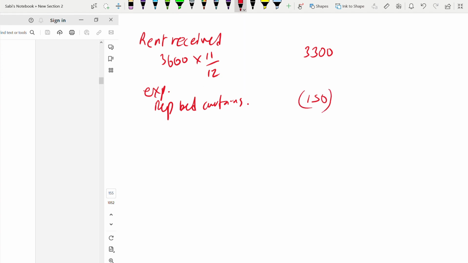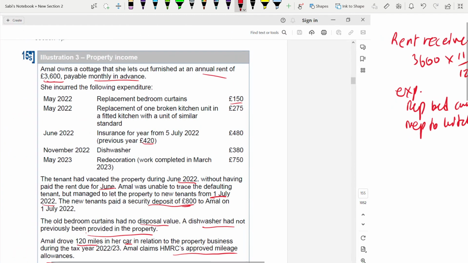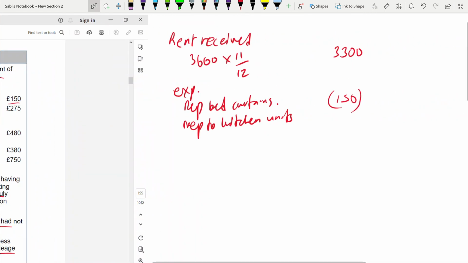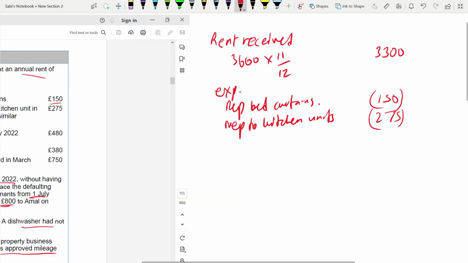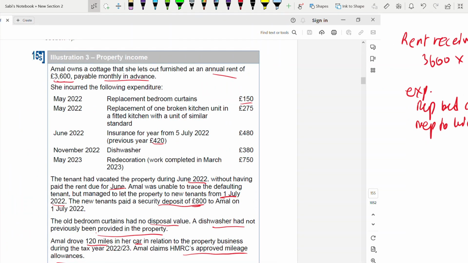Next, repair to kitchen units. What about it? How much is it? 275. Can we? Yes, it is. Even this also, same reason, 275.